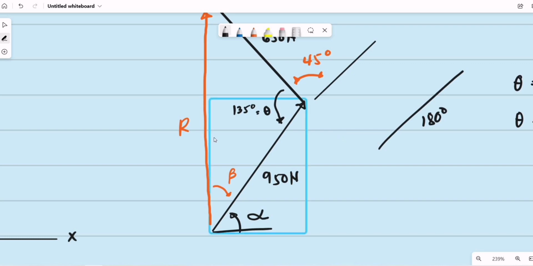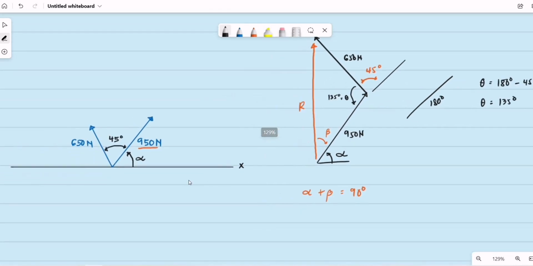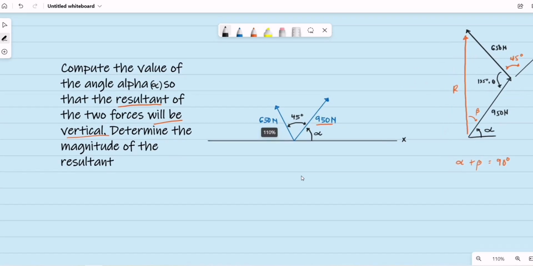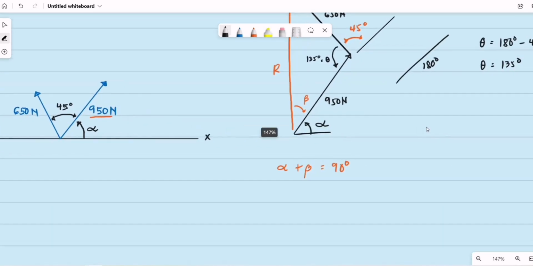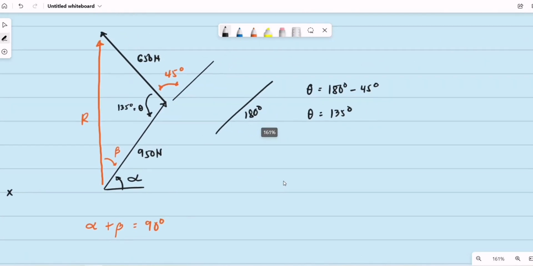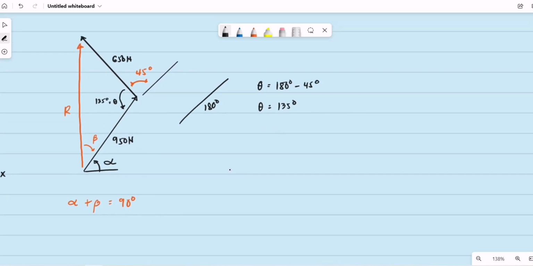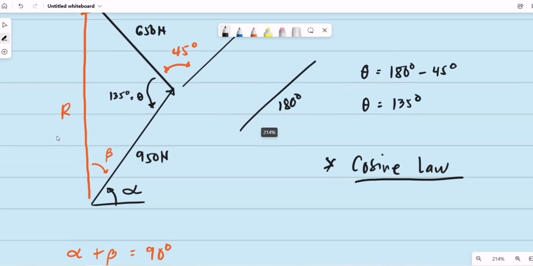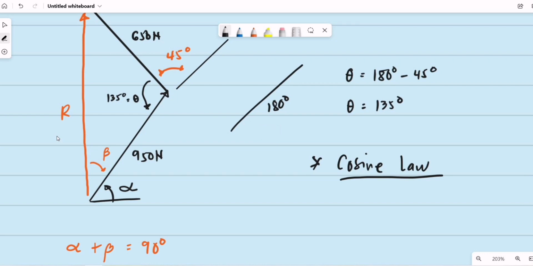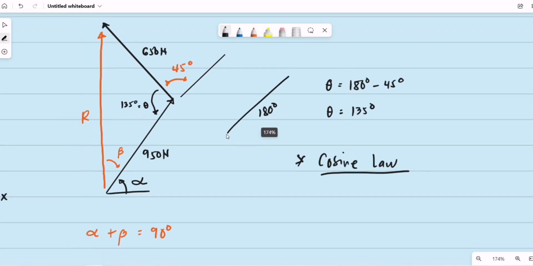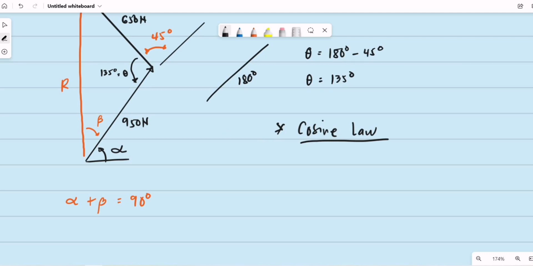So how do we now compute for the resultant? Take note for this problem, the resultant is also required. So we may compute first for the resultant using trigonometry. The first one will be, I think we can use the cosine law. So for the cosine law, let's have the sides of our triangle: the resultant, 950 newtons, and 650 newtons.